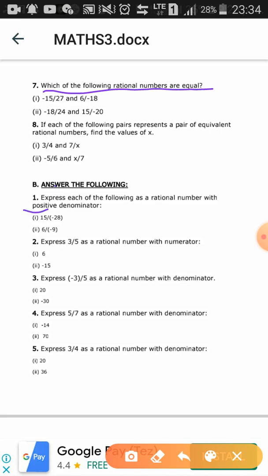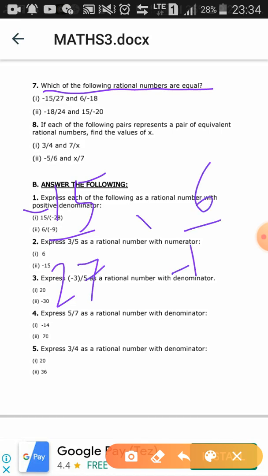You have been given two rational numbers, 15 by 27 and 6 by minus 18. You are supposed to find out whether they are equal or not. How will you find out? You are going to cross multiply.